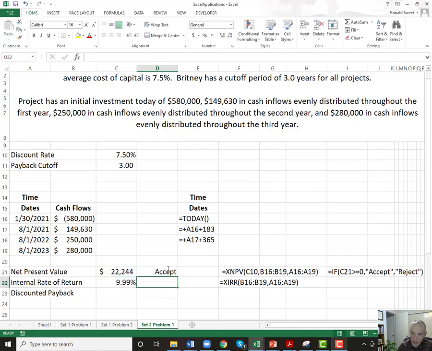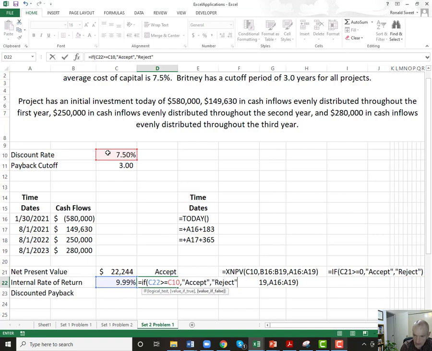Same thing on internal rate of return, but for internal rate of return, we say if the internal rate of return is greater than or equal to our discount rate, then we say accept, otherwise we reject.